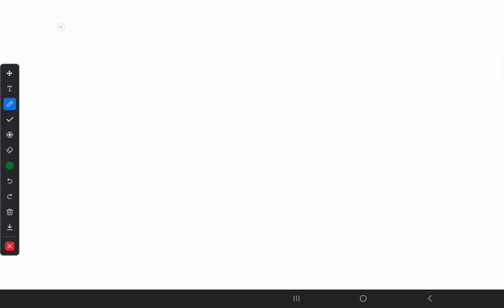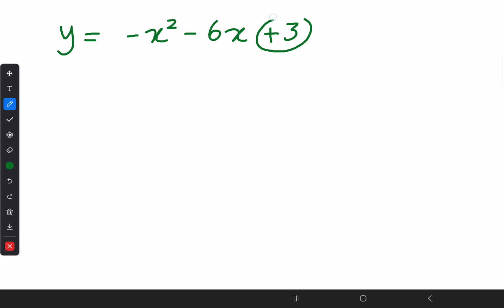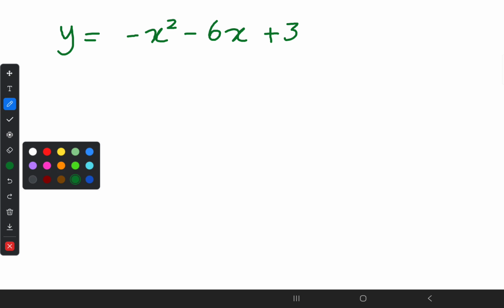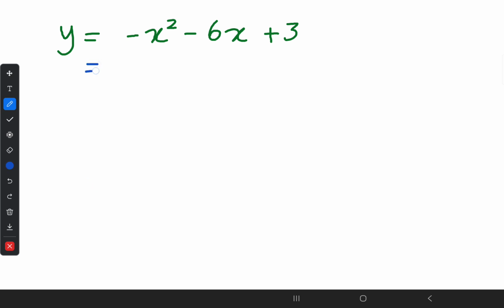Now let's discuss the question with y equals negative x square minus 6x plus 3. Okay. This is the function. First of all, what you need to do is just keep this constant outside because we need not bother with the constant. You need to concern about the square value and x value. We need their coefficients only.